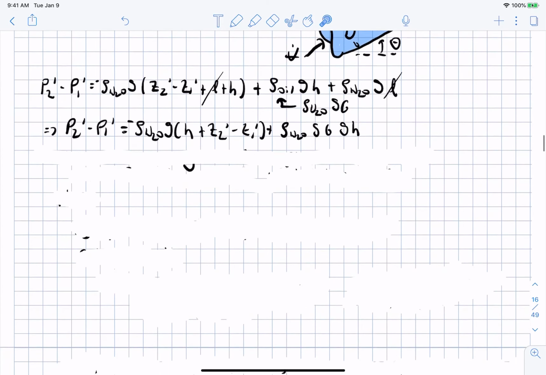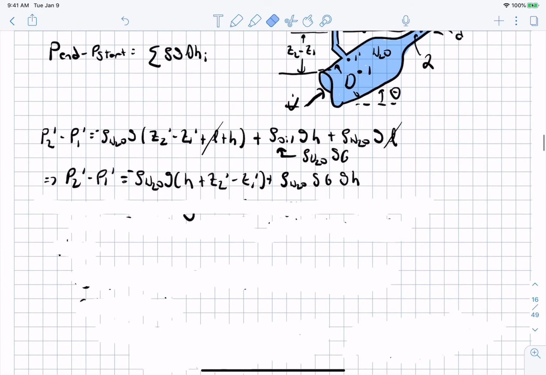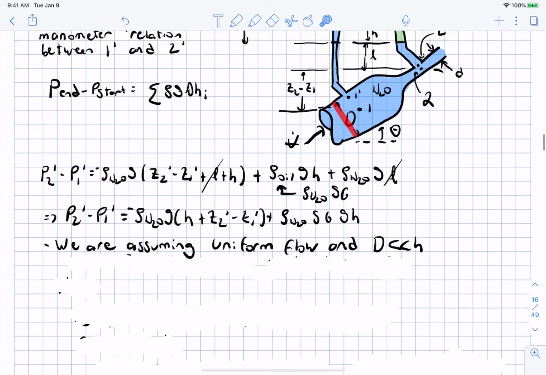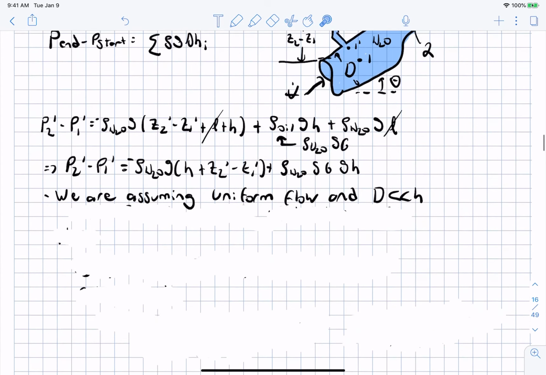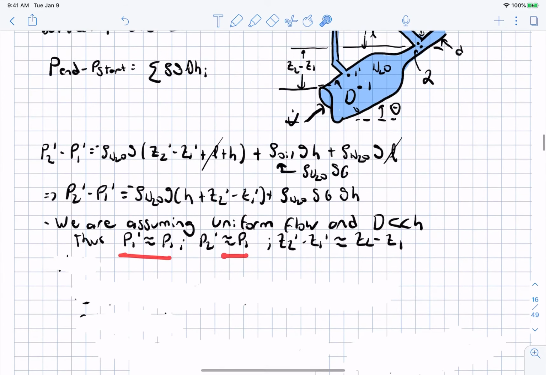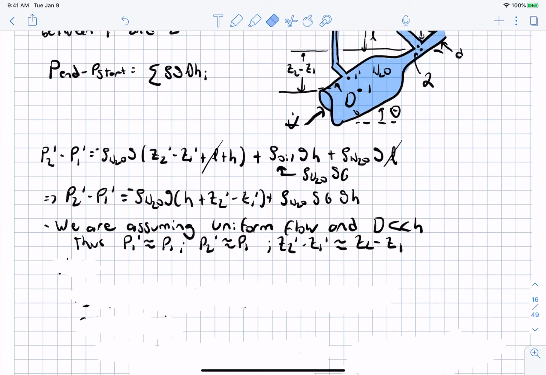Okay. Now we are assuming uniform flow, which basically means that the velocity is the same here as it is here, and that also means that the pressure is the same here as it is over here, where the fluid is moving. Or you could also argue that, based on this distance here being small compared to the distance in the manometer, P1, which is what we want, and P1 prime are essentially the same. And we can argue also that P2 prime and P2 are essentially the same.